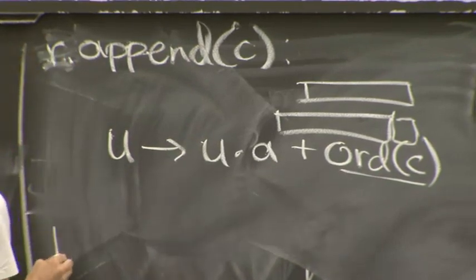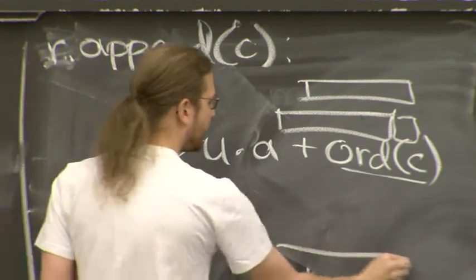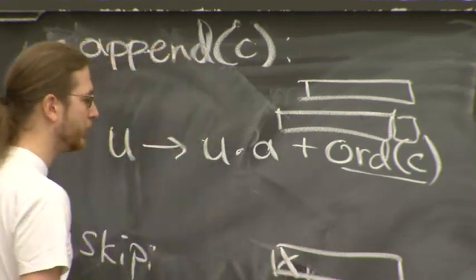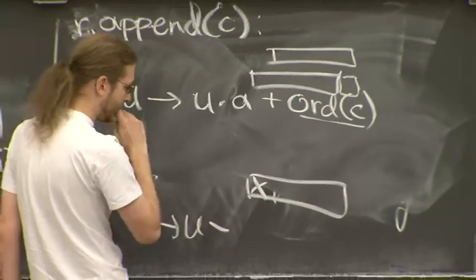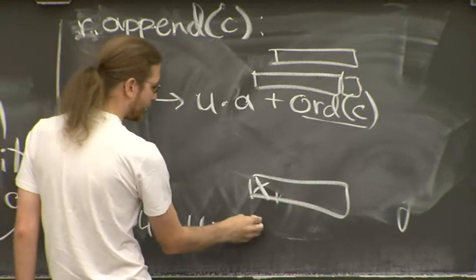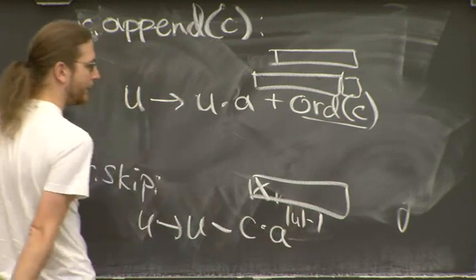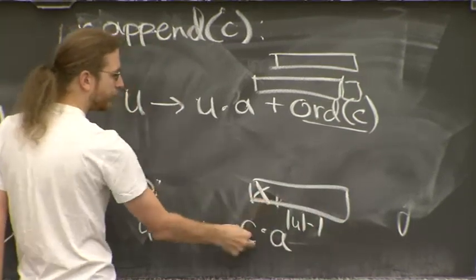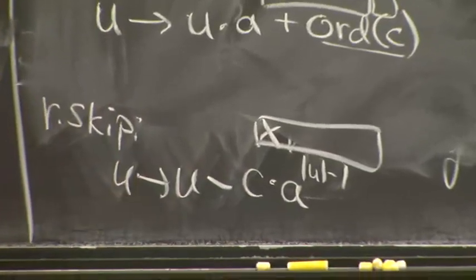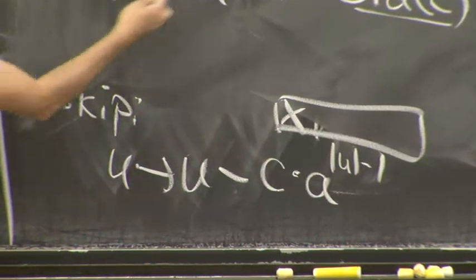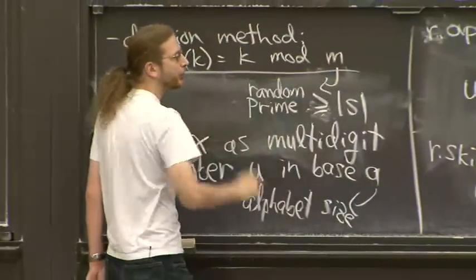Very easy. If I want to do skip, it's slightly more annoying. But skip means just annihilate this value. And so it's like u goes to u minus the character times a to the power size of u minus 1. I have to shift this character over to that position, and then annihilate it with a minus sign. You could also do XOR. OK, and when I do this, I just think about how the hash function is changing. Everything is just modulo m.